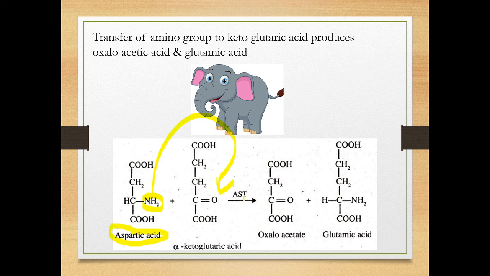So this is aspartate transaminase. This aspartic acid becomes oxaloacetate. Then alpha ketoglutaric acid is converted to glutamic acid. Okay, so a simple process. These are the two examples under transamination.